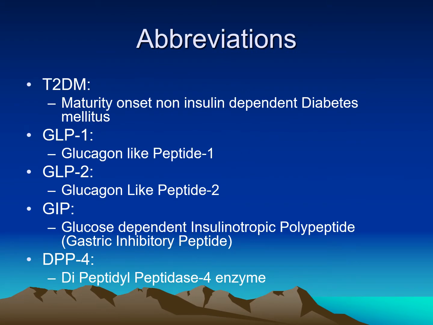We will be using certain abbreviations which are almost known everywhere. GLP-1, GLP-2 are the glucagon-like peptides 1 and 2. GIP is glucose-dependent insulinotropic polypeptide, or also known as gastric inhibitory peptide, and DPP-4 is the enzyme dipeptidyl peptidase 4.